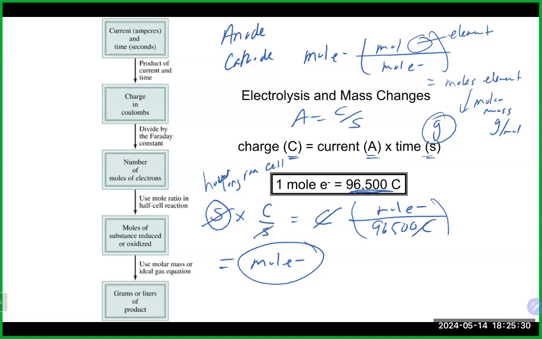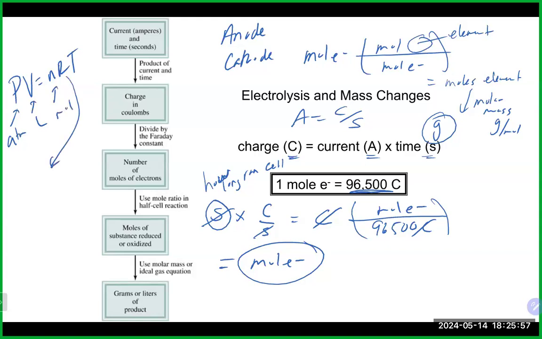And sometimes with gases, we're not necessarily interested in grams, but in how much volume of a gas we might collect. That's going to throw us back to a classic PV equals nRT, the ideal gas law situation. If you remember, pressure is in atmospheres, volume is in liters, n is moles, and R is the gas constant.